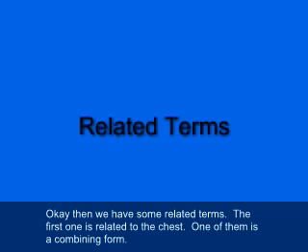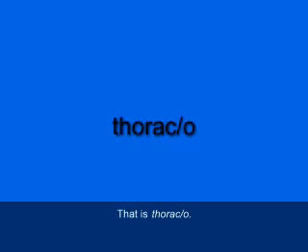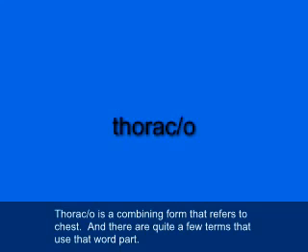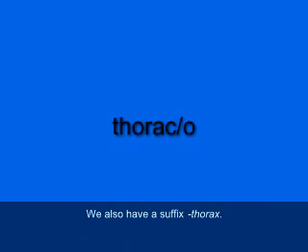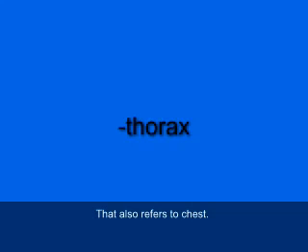Okay, then we've got some related terms. And the first one is related to the chest. One of them is a combining form, and that's thoraco, THORAC/O. Thoraco is a combining form that refers to chest, and there's quite a few terms that use that word part. We also have a suffix, thorax, hyphen THORAX, and that also refers to chest.